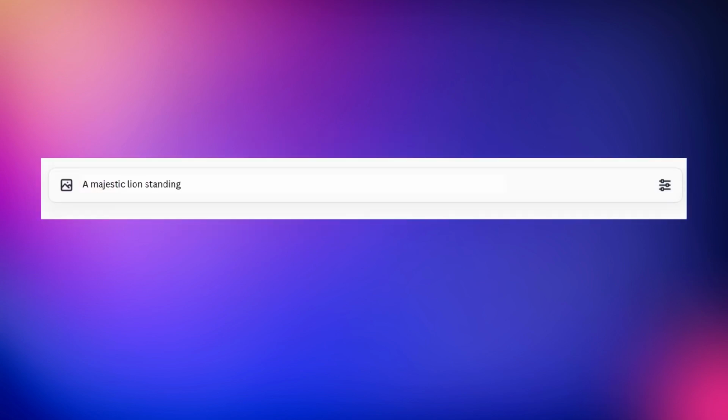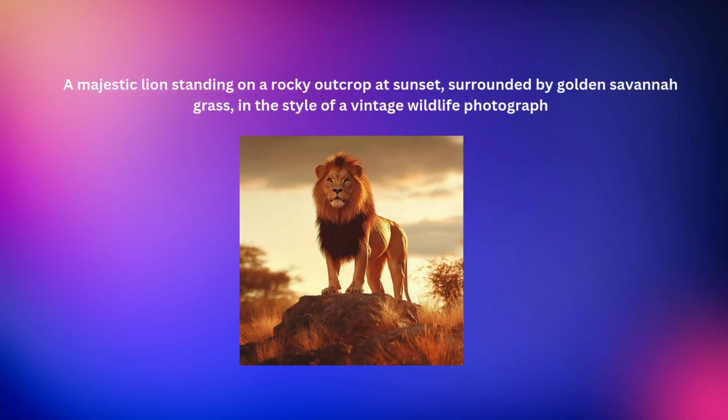Example structured prompt. A majestic lion standing on a rocky outcrop at sunset, surrounded by golden savanna grass, in the style of a vintage wildlife photograph. By organizing your ideas, you help Midjourney parse them more clearly and produce an image closer to your vision.